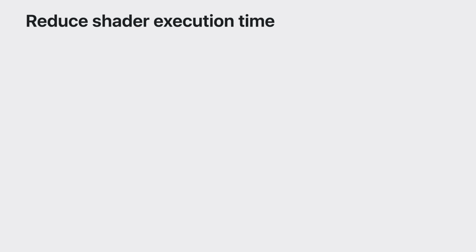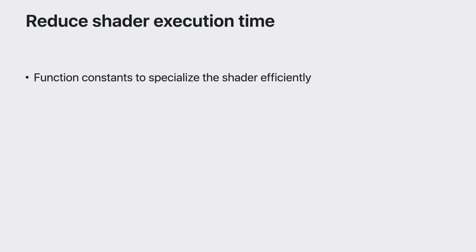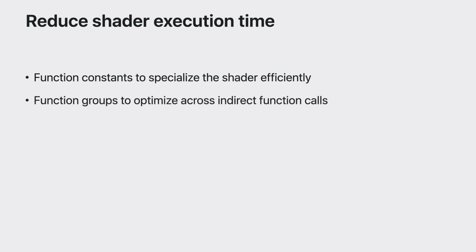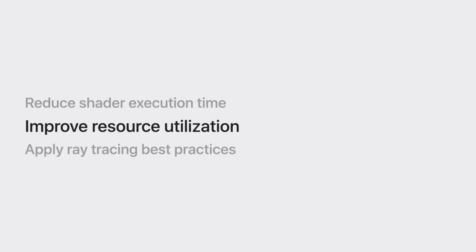In summary, 2 ways to reduce a shader's runtime are function constants, which can create a specialized variant of the shader efficiently, and function groups that can optimize a shader where it invokes indirect functions. Having looked at some Metal features that can reduce the shader's execution time, let's see some ways to improve the resource utilization, leading to increased parallelism.